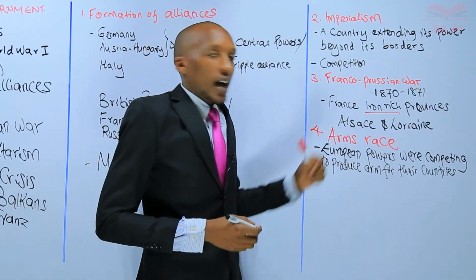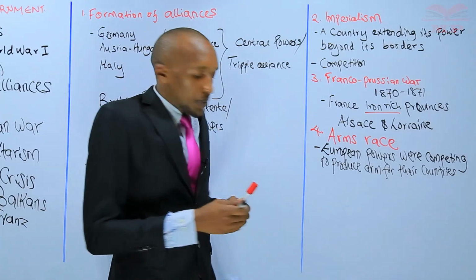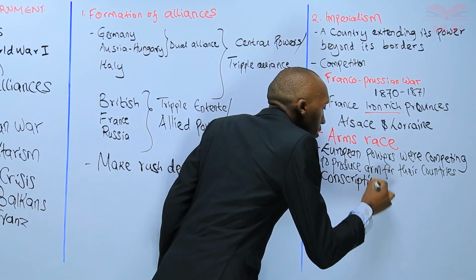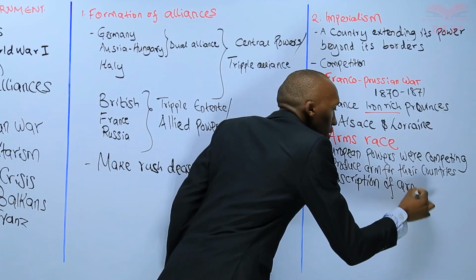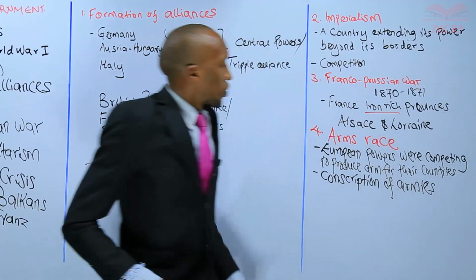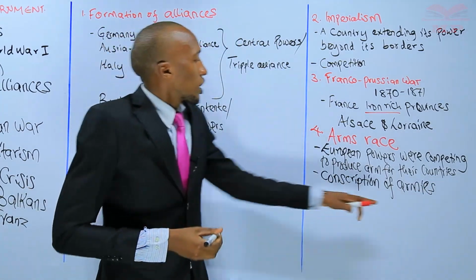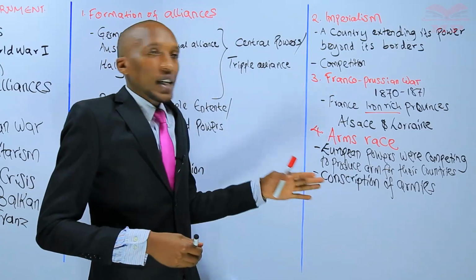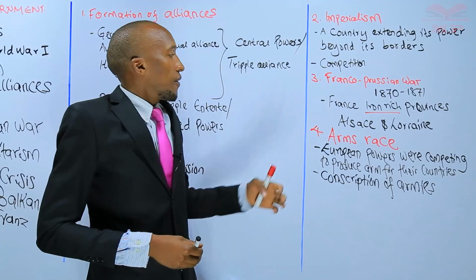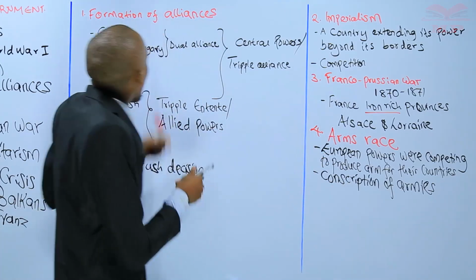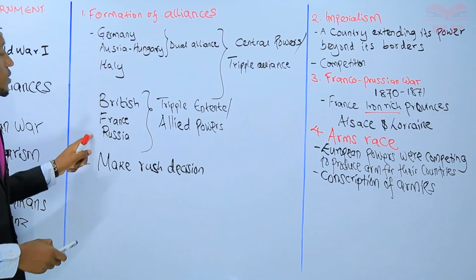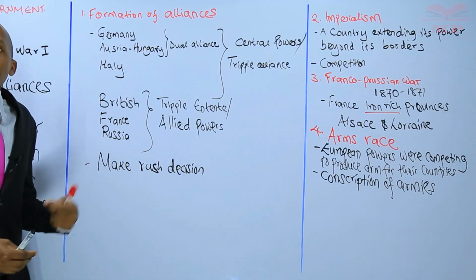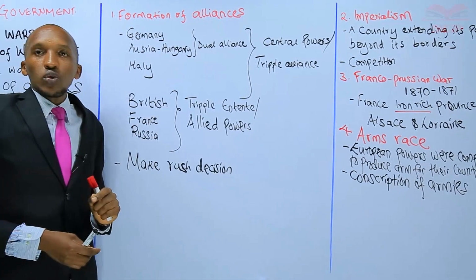So at the arms race, every country was conscripting armies. There was conscription of armies. When you talk of conscription, it's what we refer to as recruitment. So you would find that by the time 1914 was coming, all these countries who are the biggest players in the First World War had almost doubled the number of their army by the time the First World War was coming to a start.